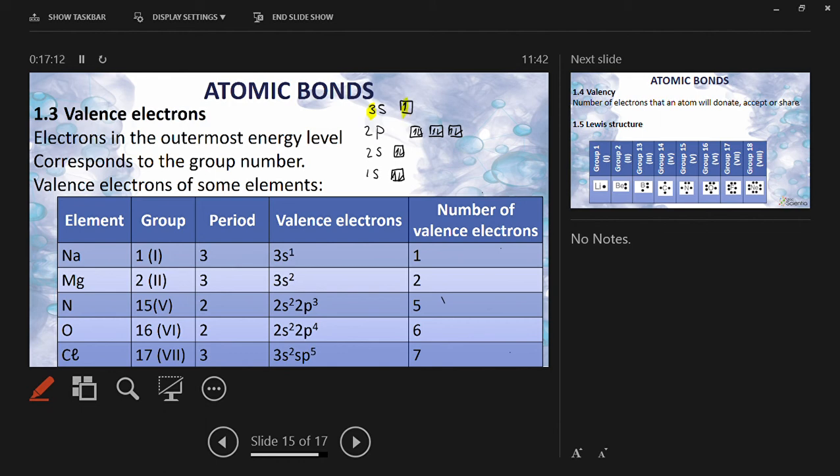In watter groep vind ons natrium? Groep 1, né? Die alkali metale. It's an alkali metal. So sien julle, sy hoogste energievlak stem ooreen met sy periode, en sy aantal valensie elektrone stem ooreen met sy groep.